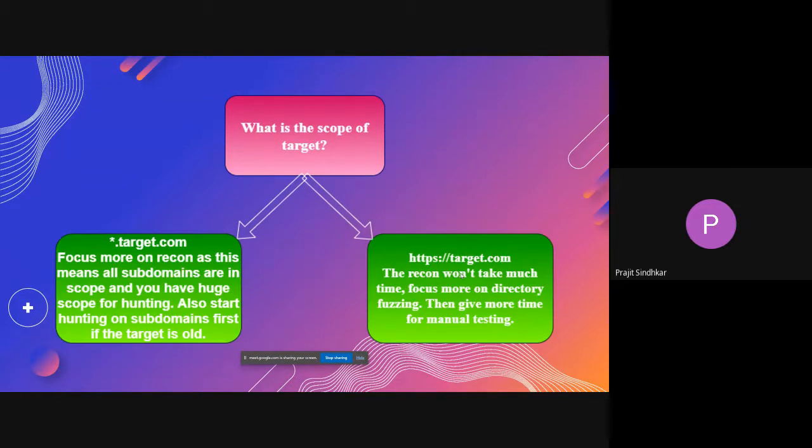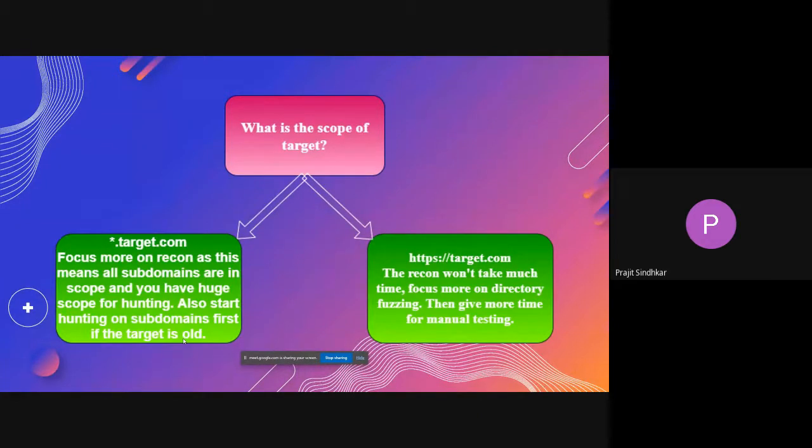Then what is the scope of the target? This is one of the important things to discuss, because personally I like this target. Anybody would, because this star means it is a wildcard domain. It means everything is in scope: all subdomains, all IPs, everything. So you have a huge scope for hunting. Also start hunting on subdomains first, if the target is old. Even if it is old or not old, it is said that subdomains are generally less secure than the main domain, and personally I have also experienced that. So it is always good to start hunting on subdomains.